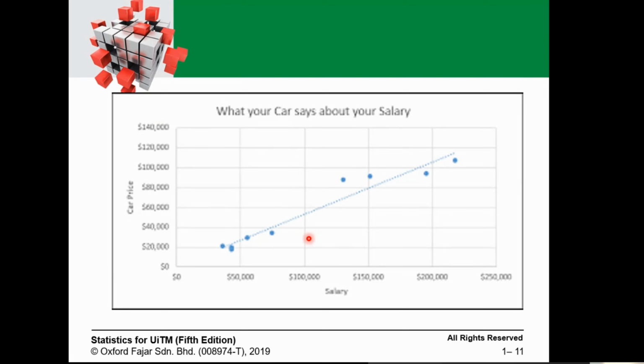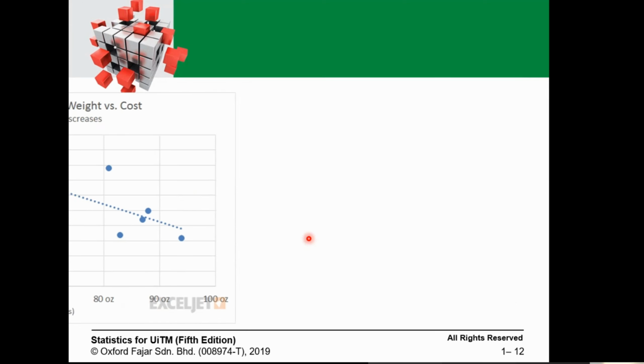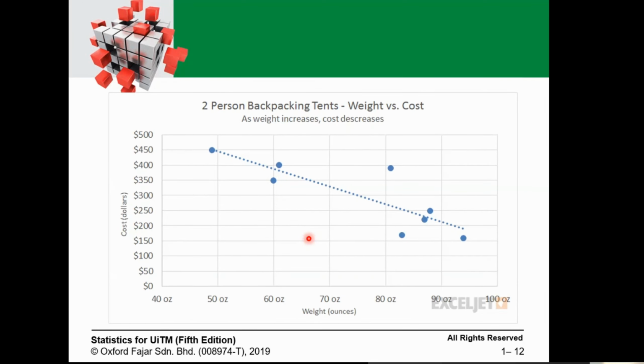So this is one of the examples about the scatter diagram. This is a positive correlation. We have the negative correlation, which is, for example, the weight and the cost of two-person backpacking tents.